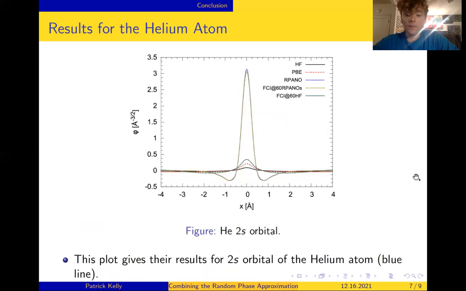Also, they use this method to estimate the wave functions, which they did here for the helium 2s orbital using their natural orbitals. It's the blue line here, and they list some other methods too. You can see that there's a significant disagreement with Hartree-Fock, which is this black line here. Excuse me, I was saying yellow, I meant blue. This blue is their method using their orbitals.